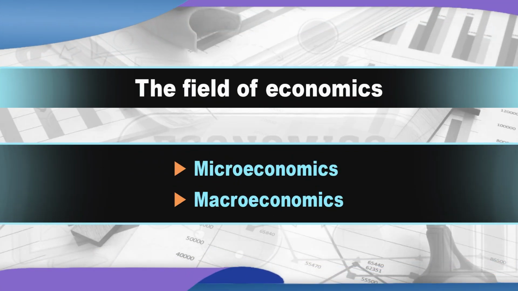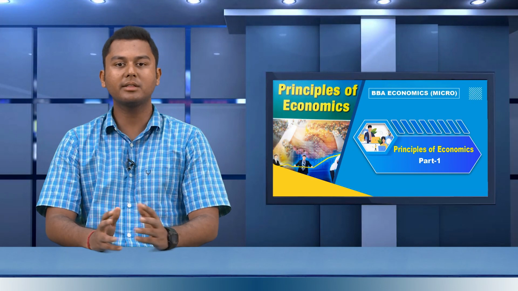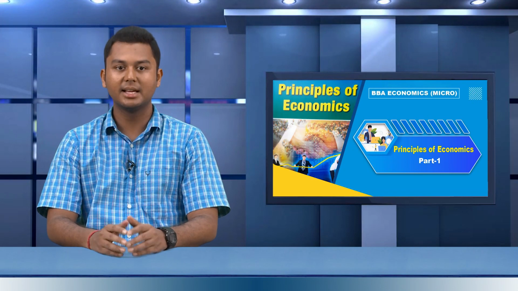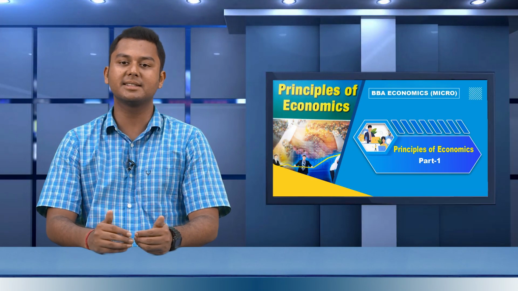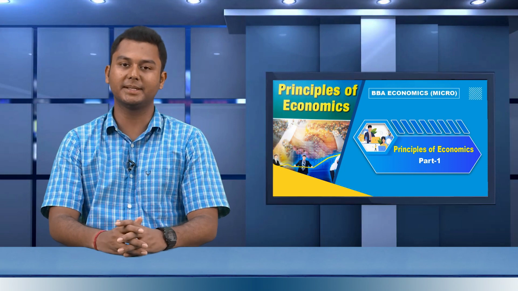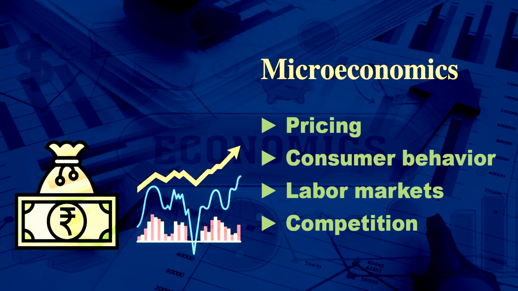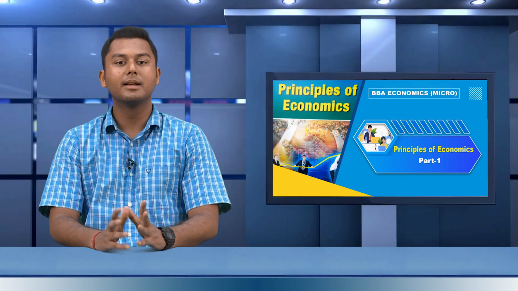The field of economics is broadly divided into two main branches: microeconomics, which focuses on the decisions of individuals and businesses and mechanisms of supply and demand and the allocation of resources in specific markets. It deals with issues such as pricing, consumer behavior, labor markets and competition.